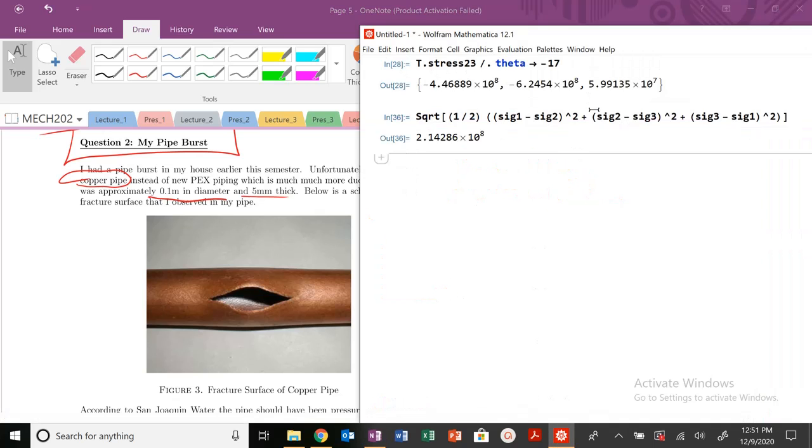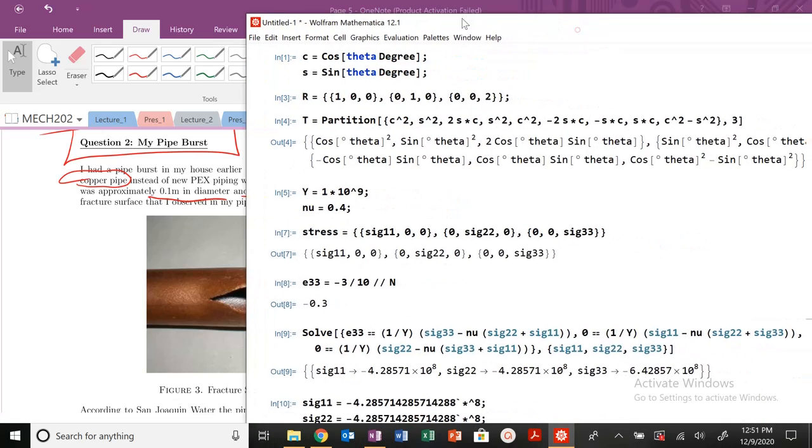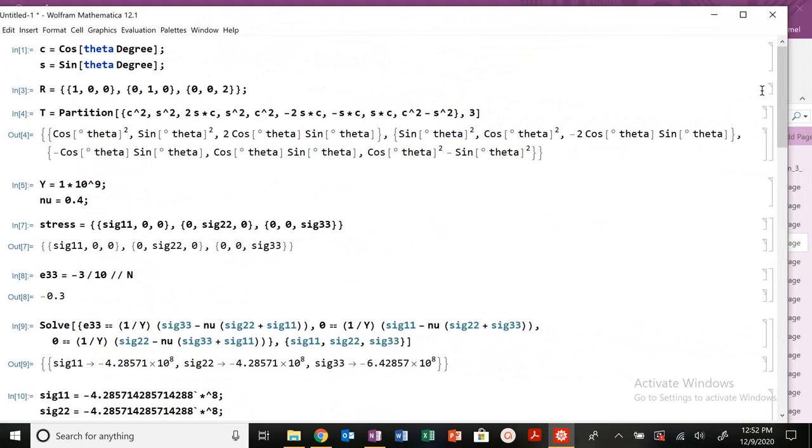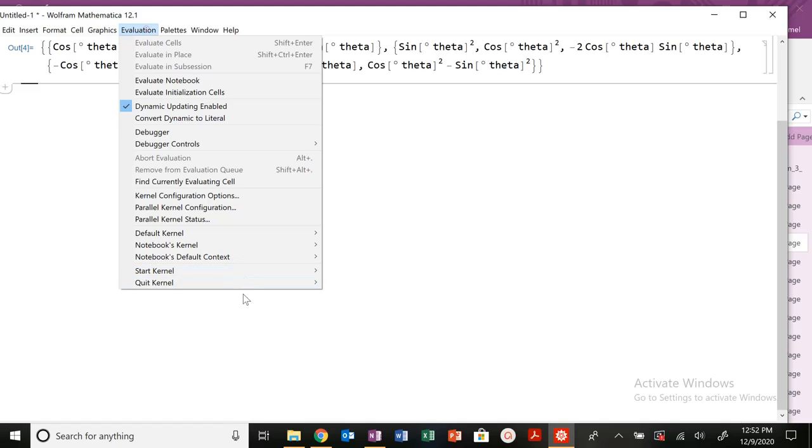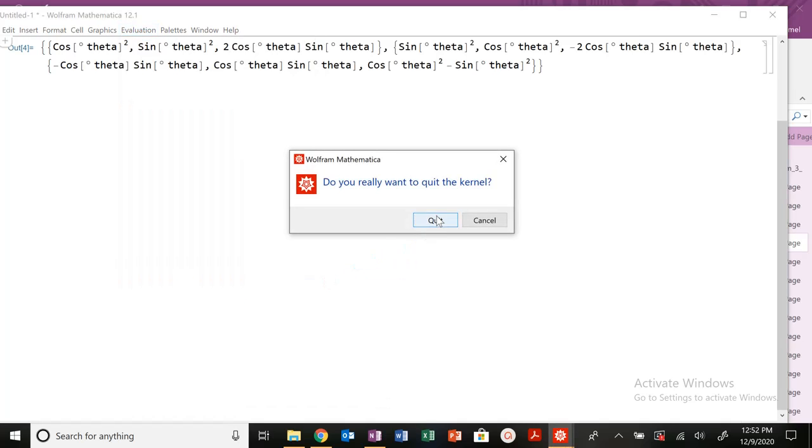Actually, I'm going to delete everything in this notebook, and then be sure to, again, remember to do this when you take your exam. So we're going to delete this, we're going to quit the kernel, and in between each problem, make sure to do that.